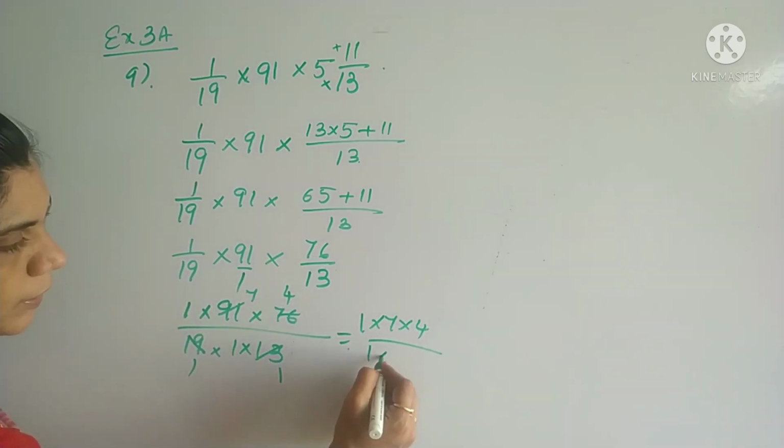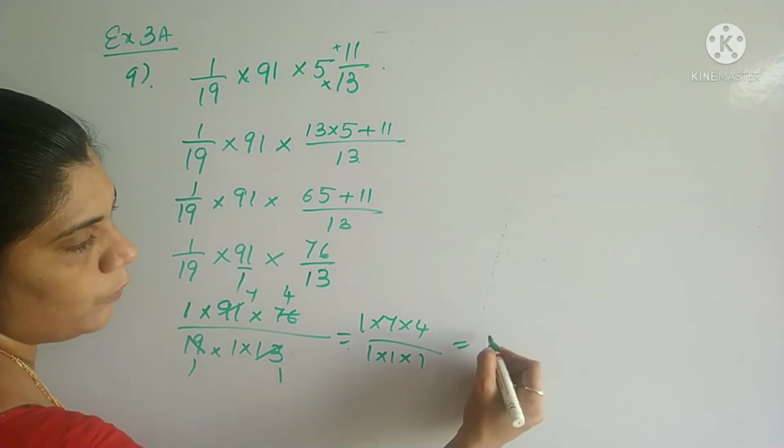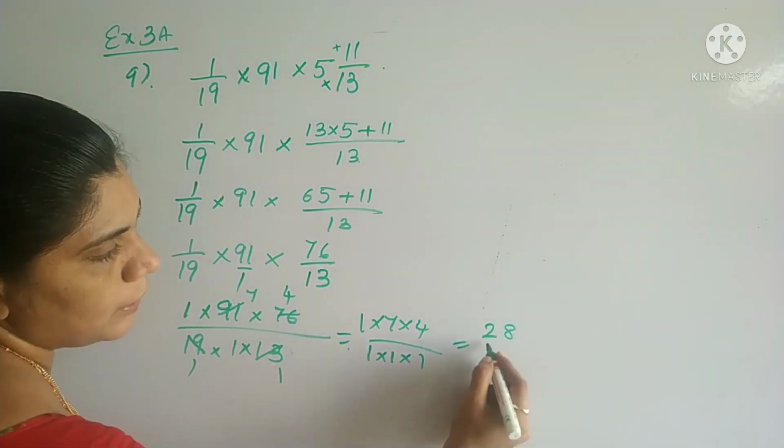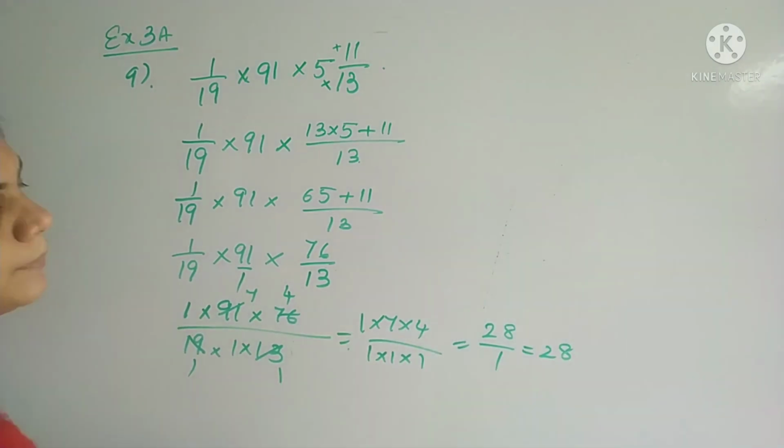So remaining here nothing in the denominator, only once only you have. Now see, 7 4s 28 divided by 1. So your answer is 28. Okay. So in this way you have to do the products of the given fractions. Okay. Good. Now done.